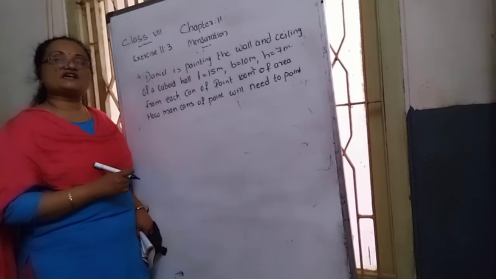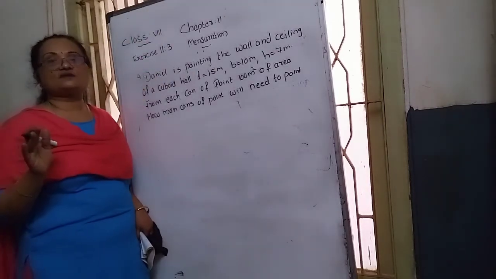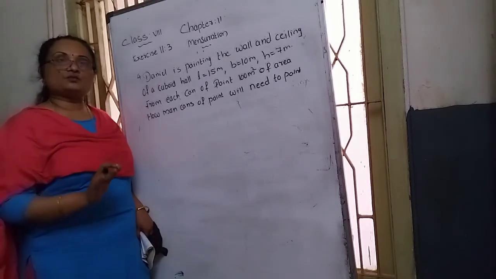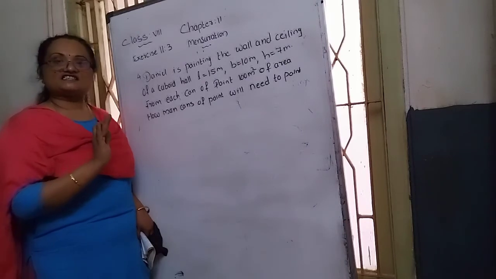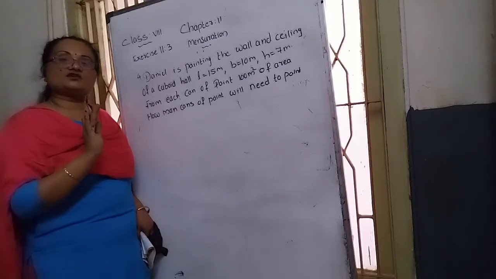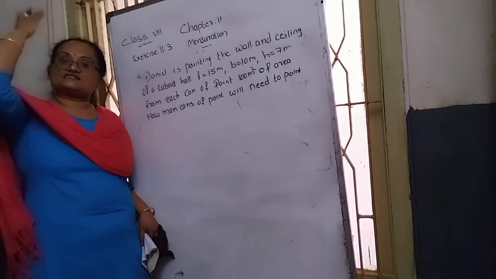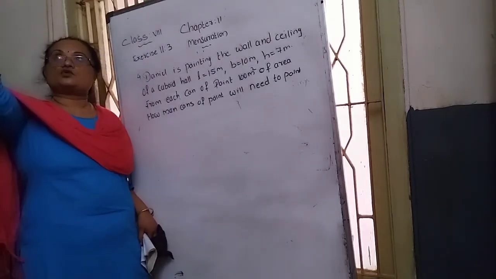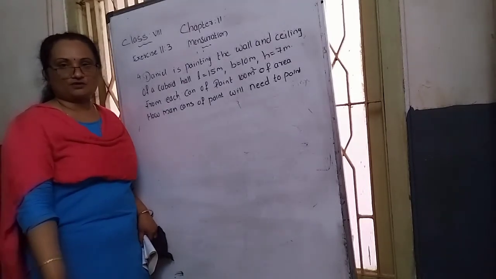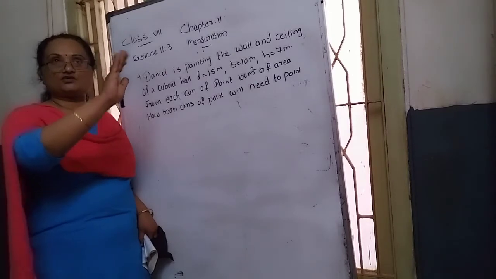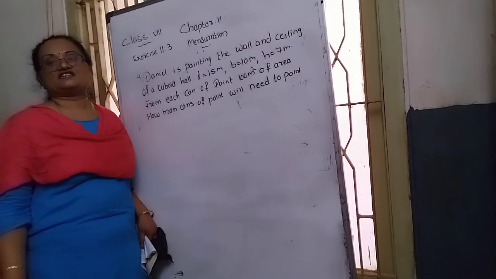Where is he going to paint? The four walls. The room is in which shape actually? It is in the shape of a cuboid. A cuboid has how many faces? 6 faces. Among those 6 faces, where is he going to paint? 4 walls and a ceiling. The top part of the room is also painted, but the floor is not going to be painted. It is not possible to paint the floor. The painting is done on 4 walls and a ceiling.